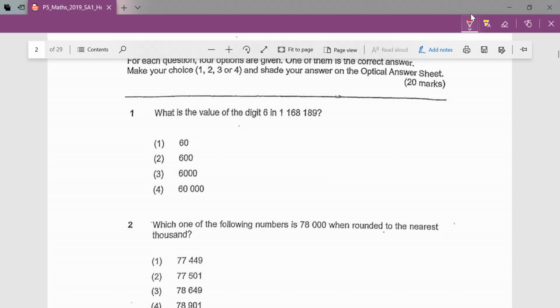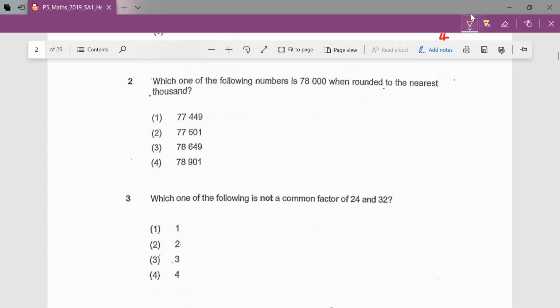What is the value of digit 6 in 1,168,189? This is basically 1,168,189. Alright, so this 6 here, you can write it down, followed by 0, 0, 0, 0. It is in the 10,000s place. Answer is 4.